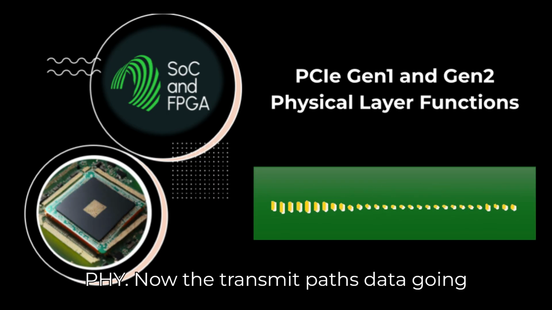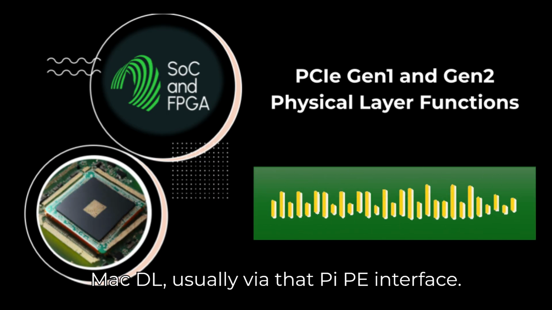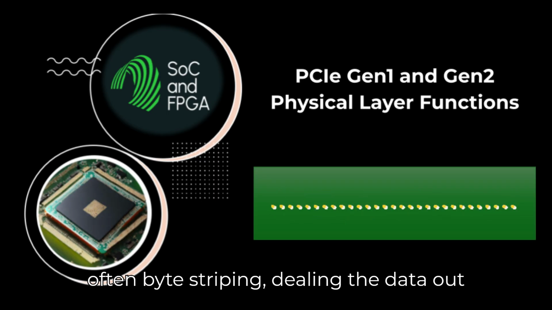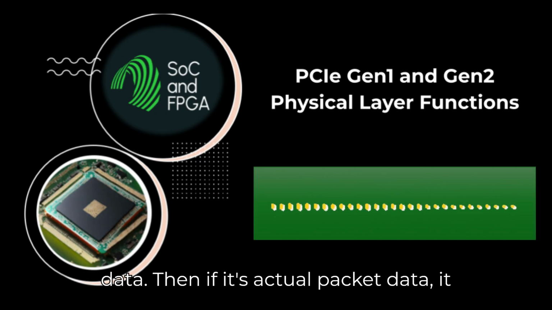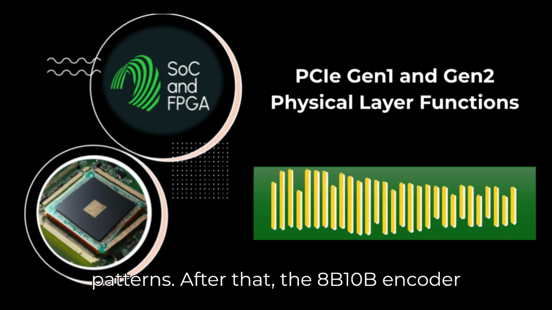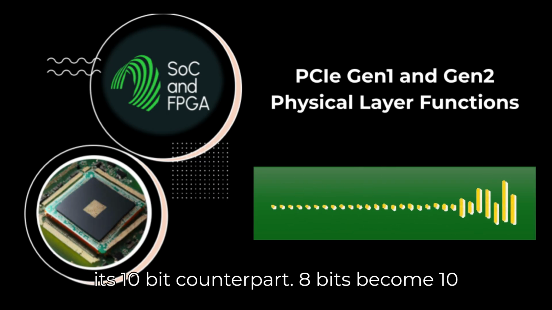The transmit path, data going out. What are the steps? All right, transmit path. Data comes down from the MAC/DL, usually via that PCIe interface. If it's a multi-lane link, first step is often byte striping, dealing the data out across the lanes. Okay, distribute the data. Then, if it's actual packet data, it hits the scrambler to randomize the patterns. After that, the 8b/10b encoder converts each 8-bit byte or K symbol into its 10-bit counterpart. 8 bits become 10 bits.